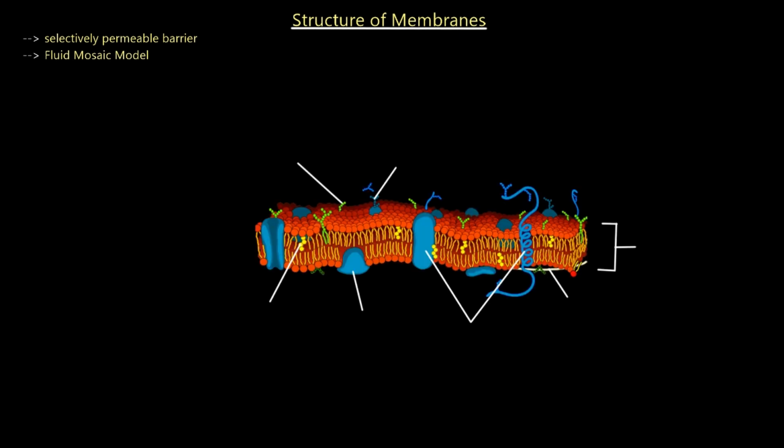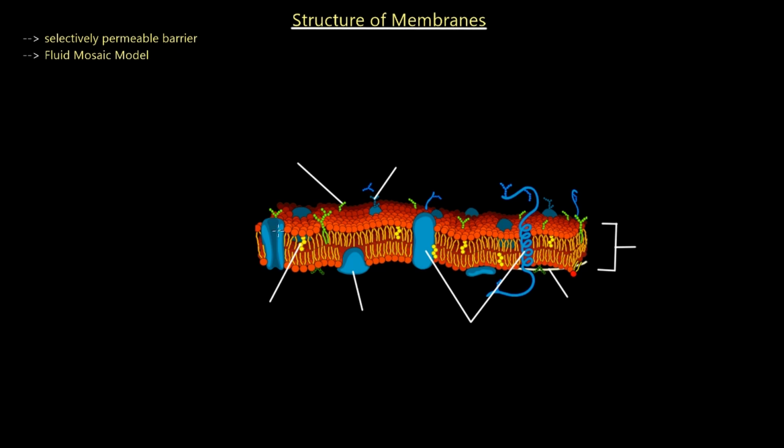The first thing we must know is that membranes are selectively permeable barriers, and it speaks for itself. Membranes are designed to allow certain things to go in and out of the cell in order to control the movement of ions, control the movement of different molecules within the cell, and control their concentrations. Now, the way the structure of membranes is depicted is by this thing called the fluid mosaic model, and we're going to go over what this model is.